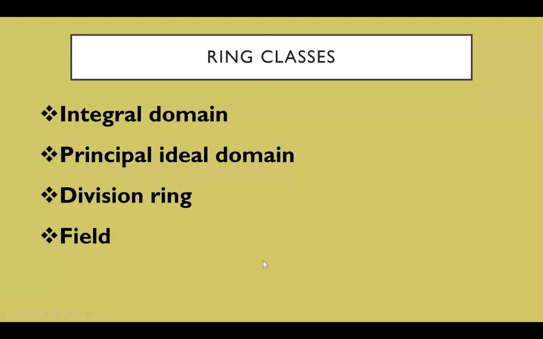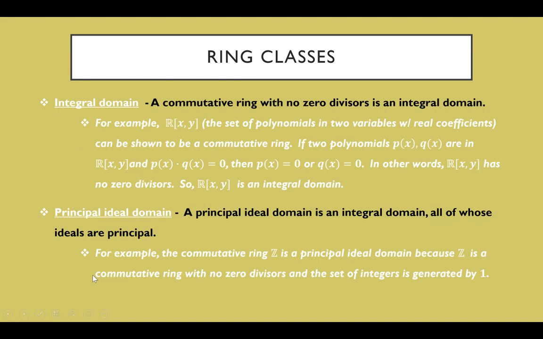Finally, we're going to discuss ring classes. So rings can be integral domains, principal ideal domains, division rings, fields. Let's take a look at these meanings. First, let's talk about integral domain. This is going to be a ring that is commutative over multiplication and also has no zero divisors. So let's look at an example.